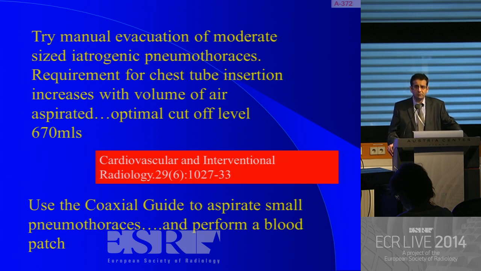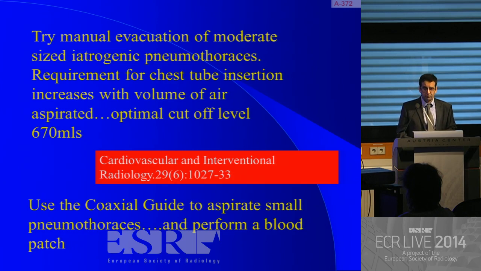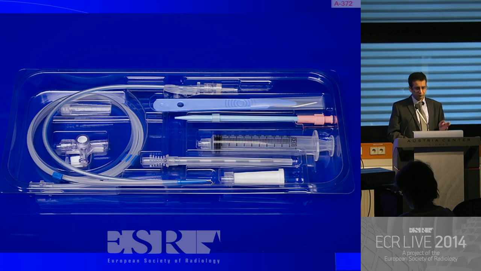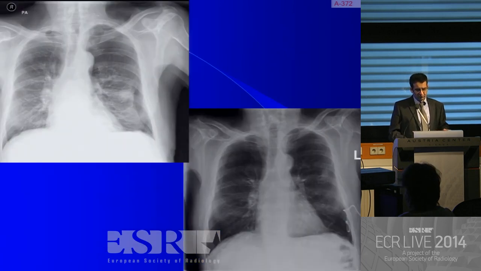It has been shown in a publication in CVIR previously that if you're aspirating about 700 mL of air, at that stage, you may decide, look, we're better off putting a chest drain or performing a blood patch. Chest drains can be placed as standard trocar chest drains. In my unit, we prefer to place a pigtail catheter in which we do a Seldinger technique, and we connect that to an underwater seal, as shown in this X-ray here.